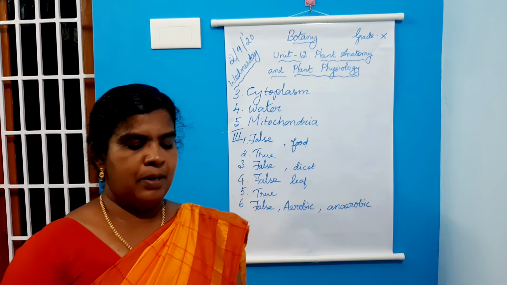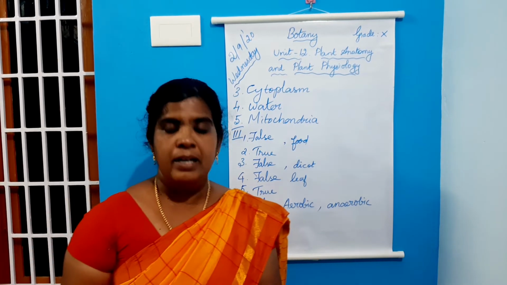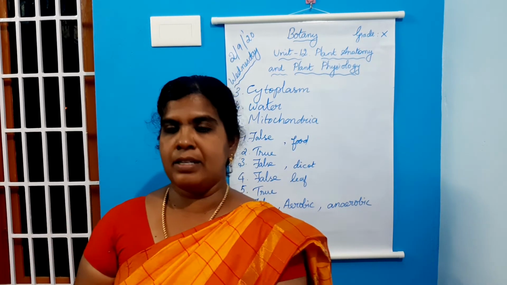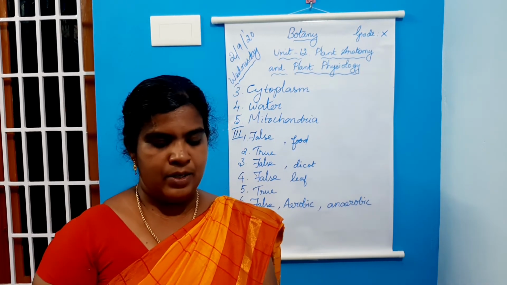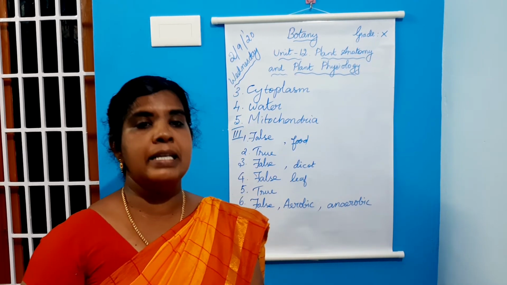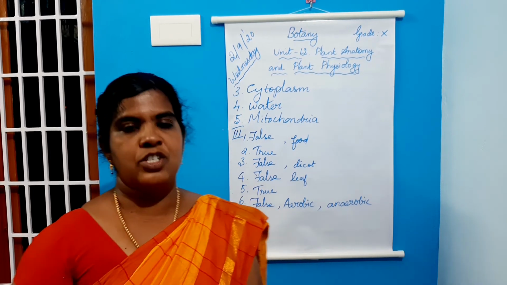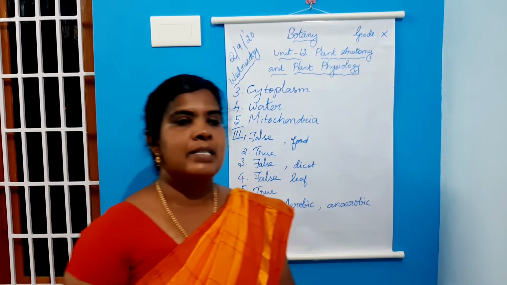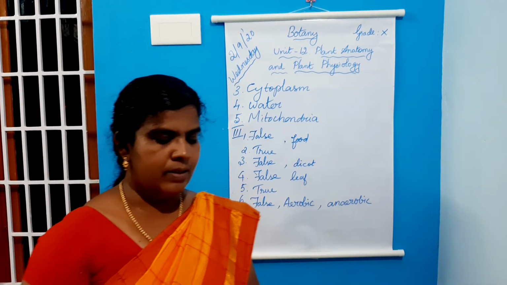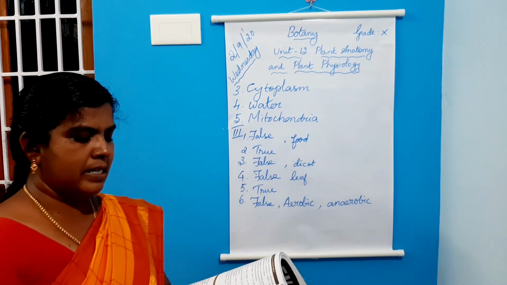Next, Roman number 4, match the following. Amphifibril bundle, that is seen in fern. Cambium is responsible for secondary growth. Third one, amphivasal vascular bundles are seen in Dracaena. Xylem, conduction of water. Phloem, translocation of food. Then Roman number 5, first question you marked already.